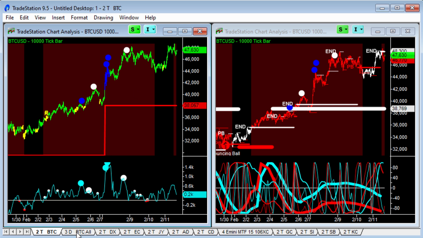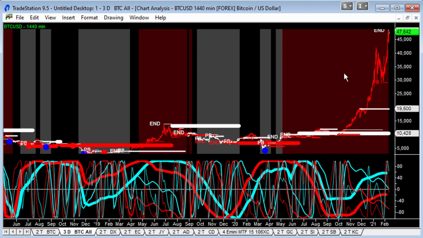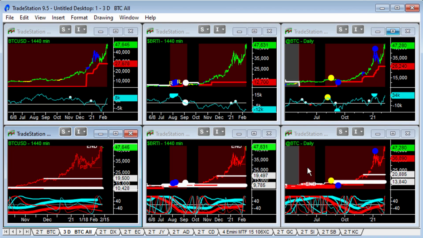Then when you go up a time frame to daily charts, this is what I'm interested in. So here we go on the daily charts. We put in pullback to end of trend. There we go. So that's on almost all three charts.